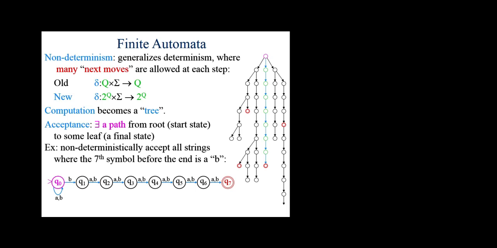So here's an example. We're going to construct a non-deterministic finite automata down here that accepts all strings where the seventh symbol from the end of the string happens to be a B, right? So the seventh symbol from the end, backing up from the end of the string, is a B. So how do we do that?